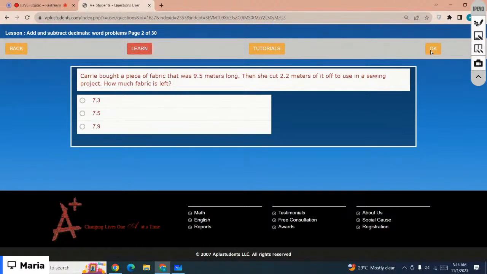So 9.5 minus 2.2 is 7.3. The correct option is option number 1. Very good. The correct option is 7.3.